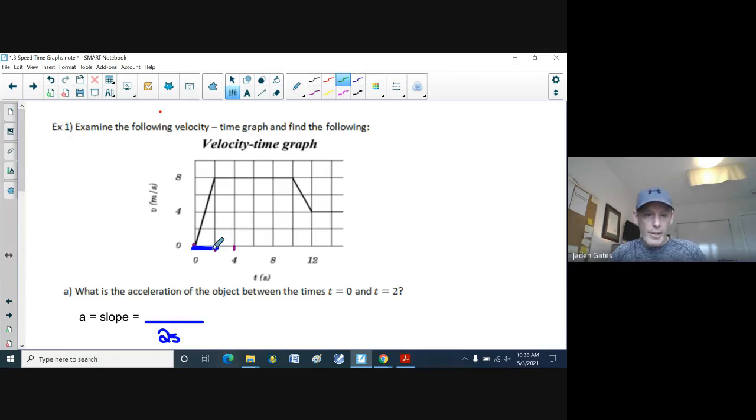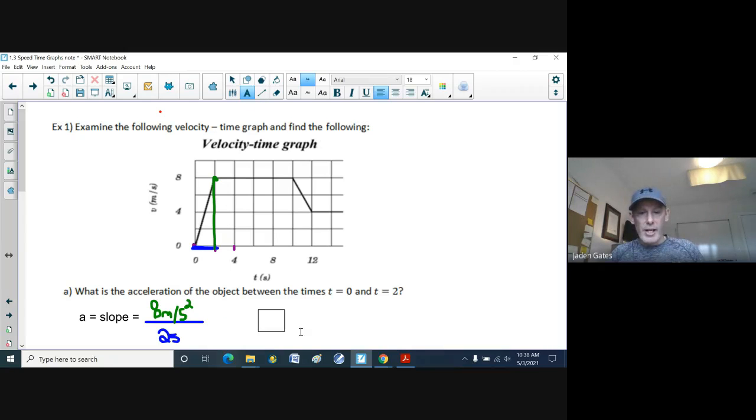And then the rise is how much you go up. So I go up and I look, and that green line has a height of 8 meters per second squared. I don't really need to put the units in here until the end. And so the acceleration for this object between 0 and 2 seconds, well, if I take 8 and I divide it by 2, I'm going to get 4, and the units, again, are meters per second, or short formed to meters per second squared.